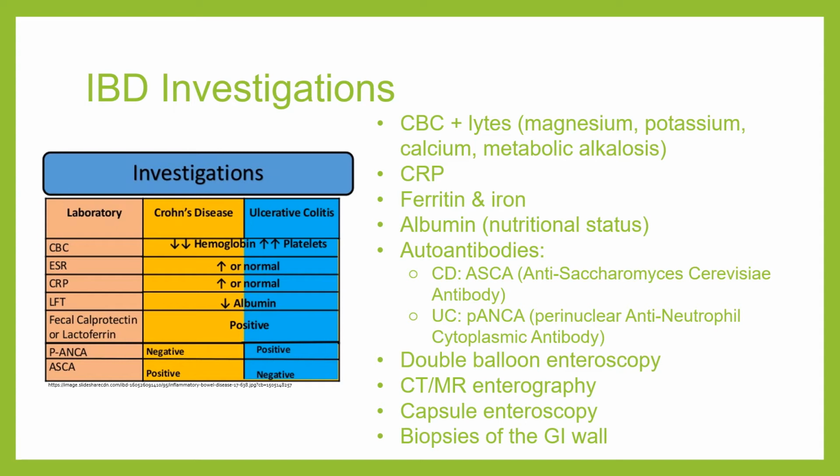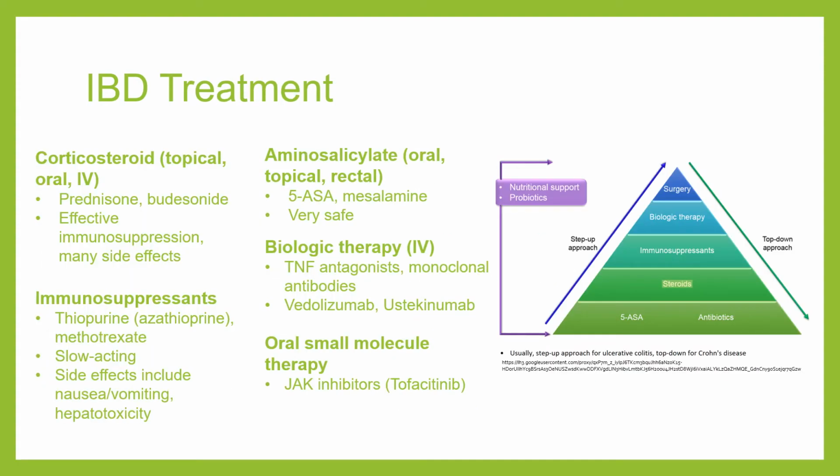For Crohn's disease, investigate for ASCA, or anti-Saccharomyces cerevisiae antibody, and for ulcerative colitis, p-ANCA antibody. For direct viewing of the tract walls, we can perform double balloon enteroscopy, capsule enteroscopy, and take direct biopsies from the GI tract walls. And CT and MR enterography can be done as well. The treatment involves usually a step up or step down approach of this pyramid.